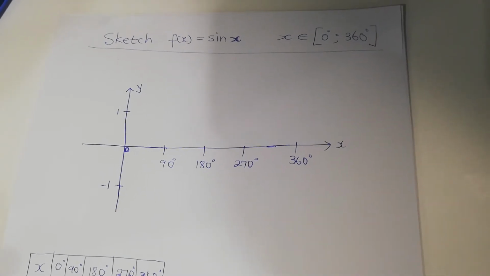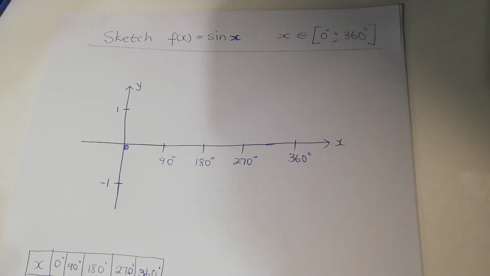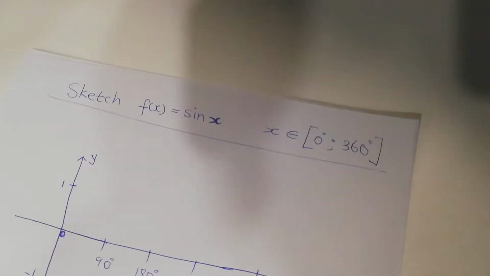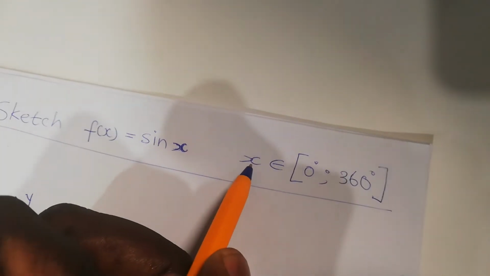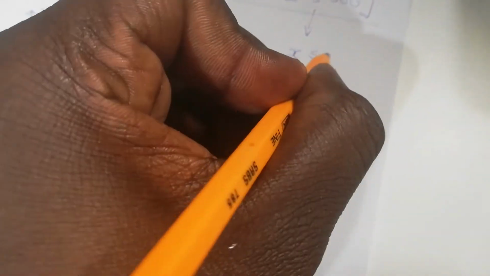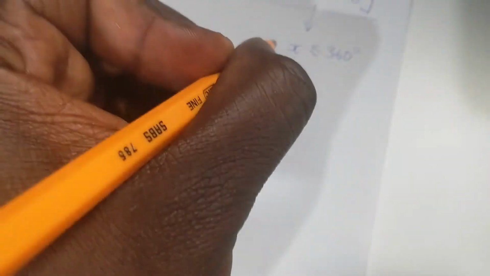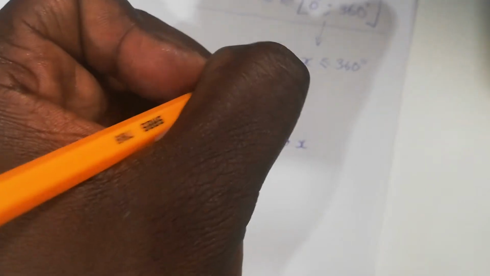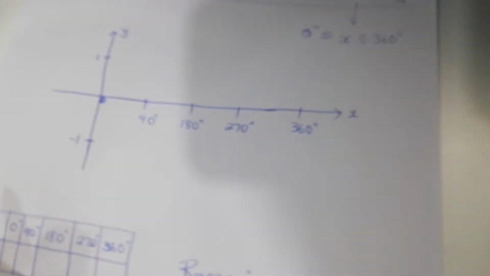Now today we're going to learn how to sketch a normal sine graph. The question says sketch f of x is equal to sine x, and they gave us the domain. In this case the domain is x is an element of 0 degrees up to 360 degrees. There's an alternative way of writing the domain. One can choose to write the domain as x is between 0 degrees and 360 degrees using the inequality signs.